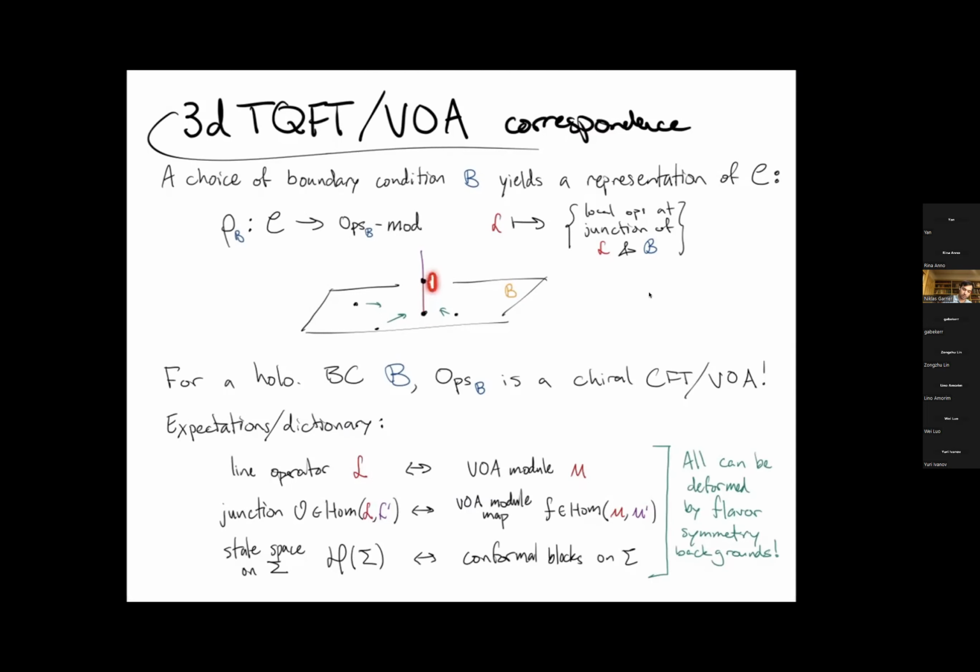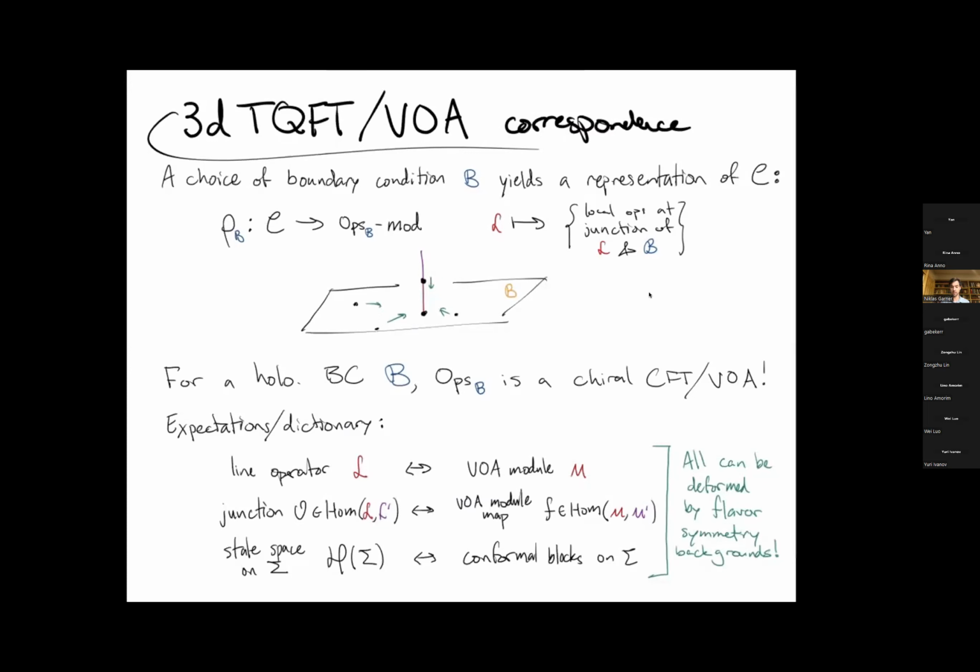And we can take a morphism in my category, thought of as a junction between line operators, and I can collide it with the boundary condition. This will give me a linear map from the vector space for this object to the vector space associated to that object. So in this way, we send each object to a vector space, and each morphism to a linear map acting on those vector spaces. And of course, that's just what you would expect the representation of a category to be: you produce a functor from C to Vect.